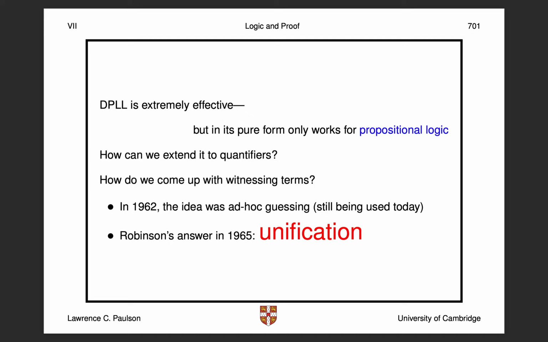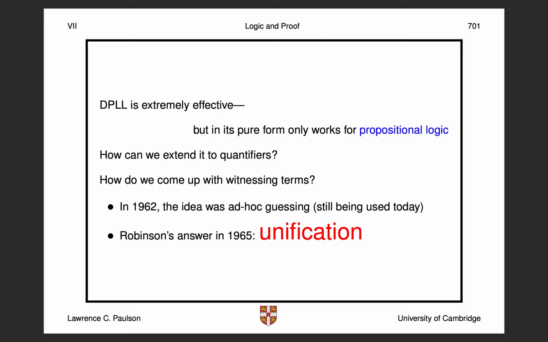And in particular, the problem of these so-called witnessing terms, that is, if we want to show that there exists something, how do we come up with the actual term, which is the thing that exists? Or if we have a universal quantifier, how do we come up with the terms to plug in to make specific instances of the property that holds universally?